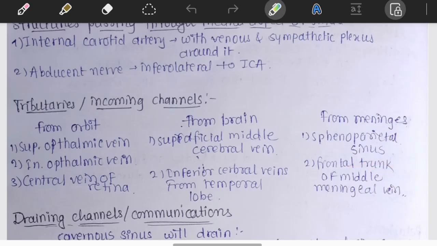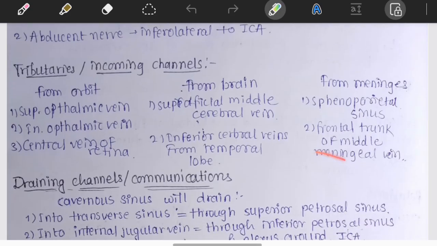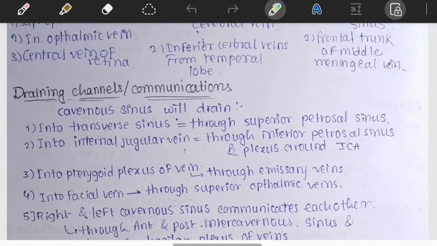Now blood has entered the cavernous sinus, but where does it leave? Again imagine the cavernous sinus as a traffic junction. Blood exits through different pathways. First one is the superior petrosal sinus, which carries blood towards the transverse sinus. Second one is the inferior petrosal sinus, and this drains directly into the internal jugular vein. This is the major route by which blood finally leaves the cranial cavity.